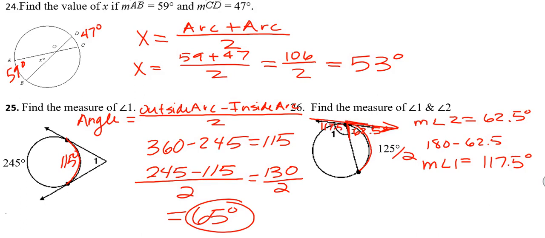The other way I could do it is I could subtract this 125 right here from 360 to get this part over here. So if I subtract 360 minus 125, that gives me 235 out here. Now if I divide that 235 by 2, that's what gives me 117.5.